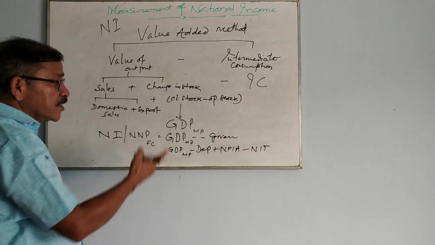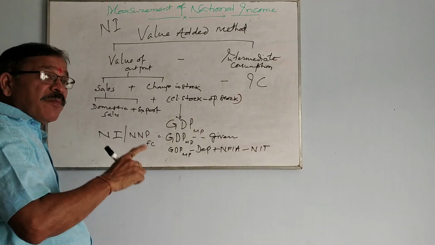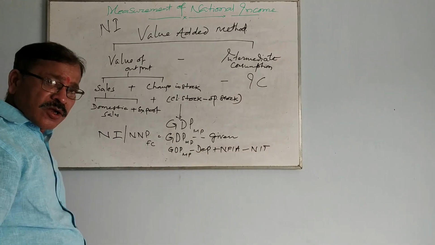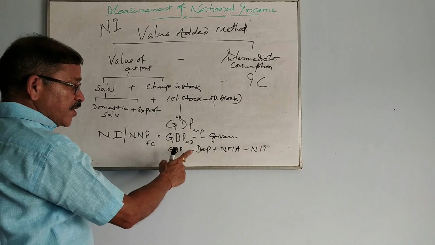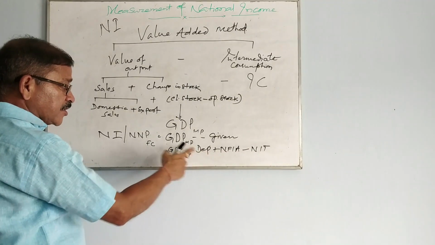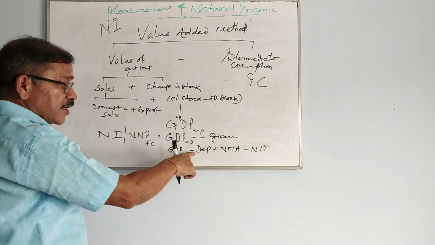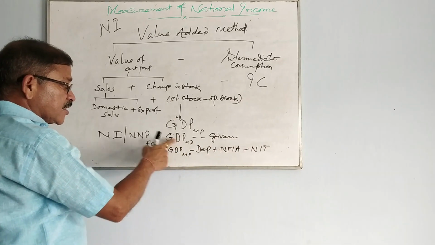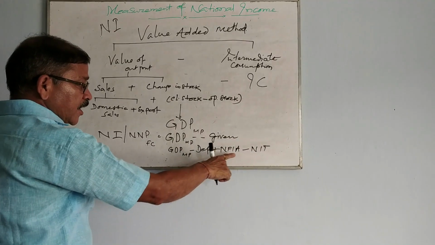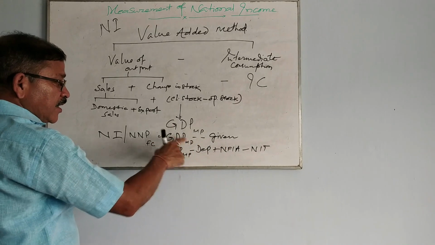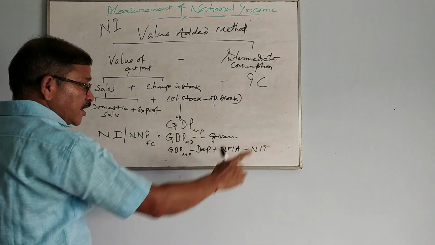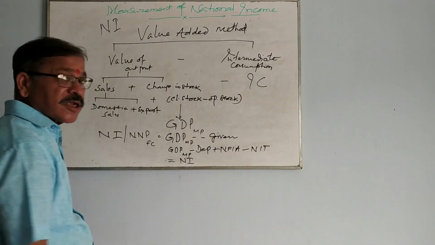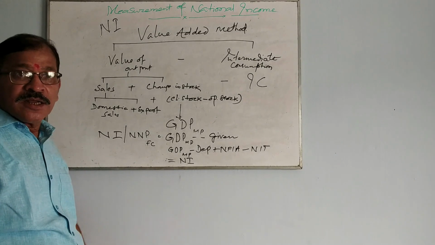What is asked is national income. So in order to convert GDP-MP into national income or NNP-FC, you have to use the regular formula. What is that formula? GDP-MP minus depreciation. Why minus depreciation? Because gross is given, net is asked. Plus NFIA. Why plus NFIA? Because domestic is given, national is asked. Then MP is given. You have to find out FC. That is why it is minus NIT. If you do this, then you will get national income.